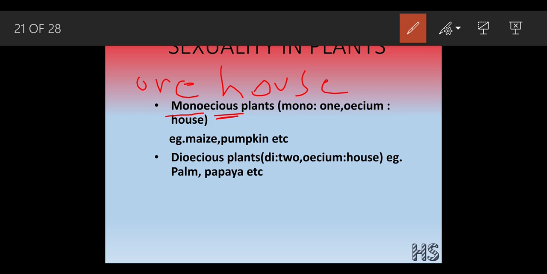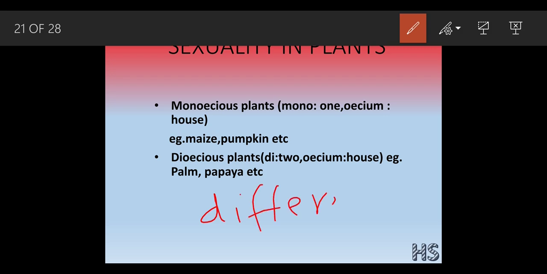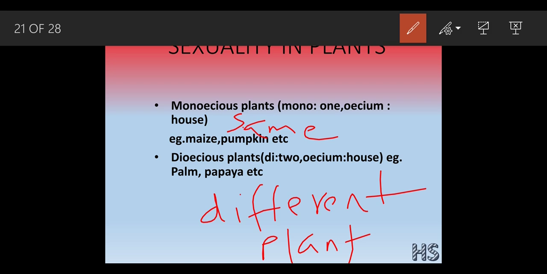Okay, then what do you mean by dioecious? The word di means two and ecious means the house. Okay, examples you can take as palm, papaya. Okay, now I'm going to explain to you. This dioecious means, see, here the male and female are born on different plants. They are born on the different plants. Here they are born on the same plant. Means the male and female are on the same plant, so it would be called monoecious.